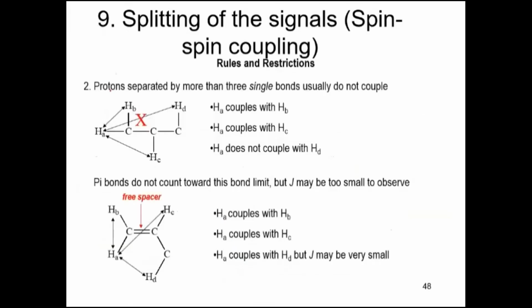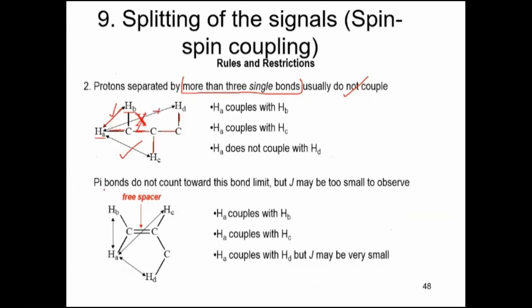Now, second, protons separated by more than 3 single bonds usually do not couple. Okay, so HA can couple with HB. This coupling is possible. HA couples with HC. So 1 bond, 2 bond, 3 bond. This is also possible. But HA cannot couple with HD because it will be separated by 1, 2, 3, 4 bonds. That's why this coupling is not possible.